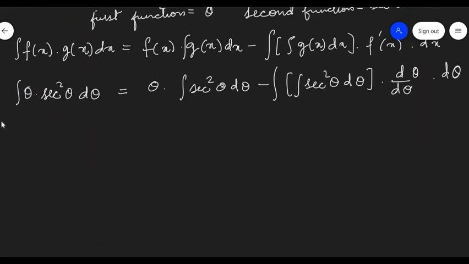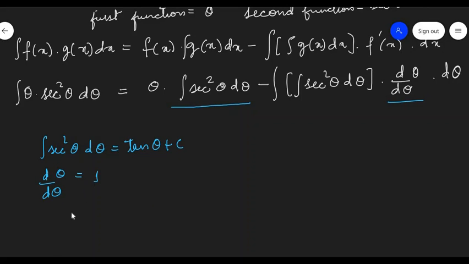So before we proceed any further, we need to find out two values, that is integration of sec square theta and differentiation of theta. So we know that the differentiation of tan theta is sec square theta. And since differentiation is opposite of integration, therefore integration of sec square theta will be tan theta plus c. Also, the differentiation of theta with respect to theta will give us 1. So, let's use these two equations, equation number 3 and 4, in equation number 2 and proceed further.